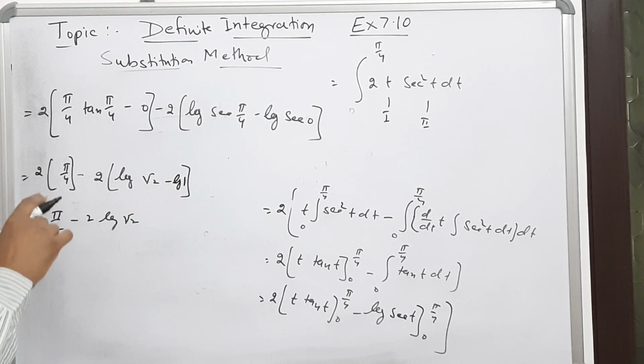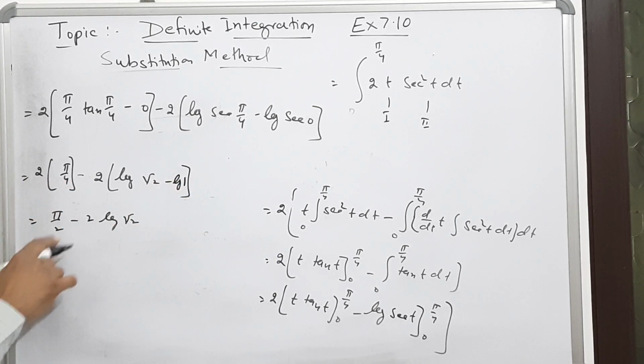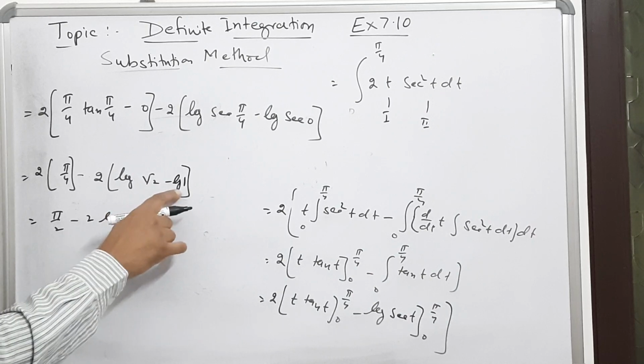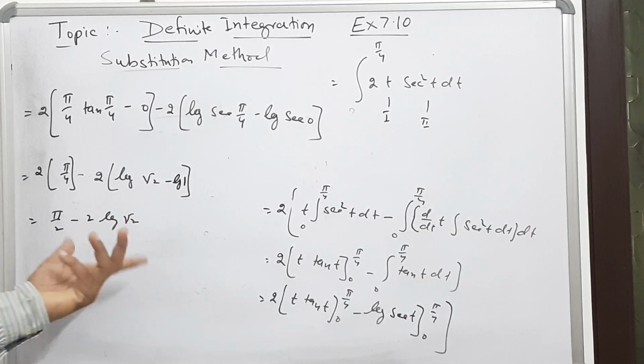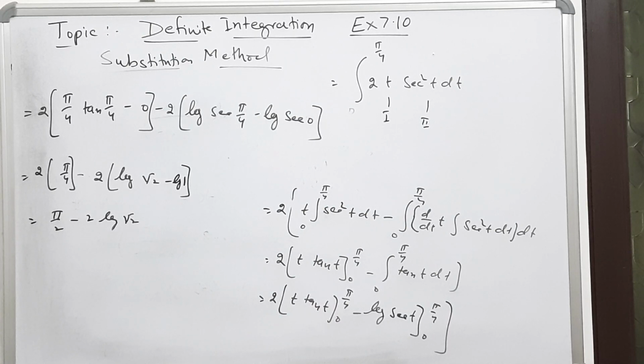And now when you multiply, it is pi by 2, 2 log root 2, and you know the value of log 1 is 0. So in this way we can find the value. This is an important problem for the substitution, and I think with the help of this problem the things are clear to you regarding this concept. I am taking one more sum from this part to make your things more clear.